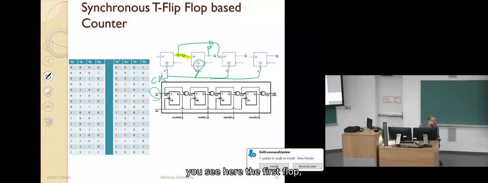The first T flip-flop, we don't connect it to 1. Instead, we connect it to enable. If enable is 1, it counts. If enable is not 1, it doesn't count. So very simple. Just instead of 1 connecting to the first T flip-flop, we make it enable. If enable is 1, this works. This counts. If enable is not 1, then it doesn't work. Okay, that's it.